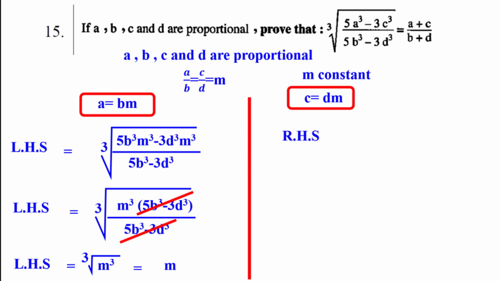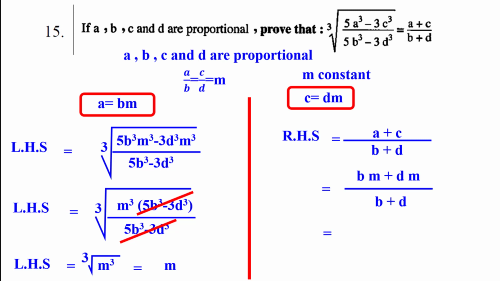Go to the right hand side the same way. The right hand side is (a plus c) over (b plus d). So substitute for a equals bm and c equals dm. Now write (bm plus dm) over (b plus d). The common factor up is m, so take m as a common factor. The remaining will be b plus d, over b plus d, and we can cancel out the common factor. Now the right hand side equals m. Now the two sides are equal. Left hand side equals right hand side.